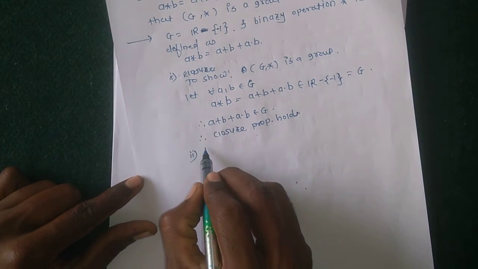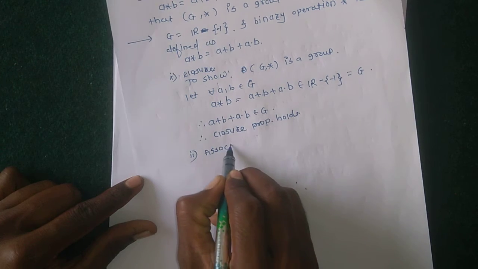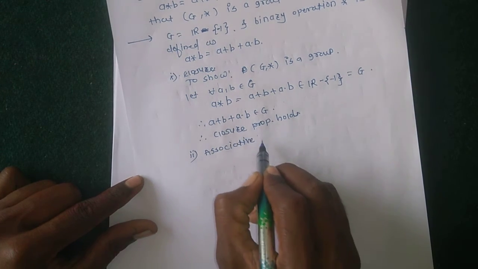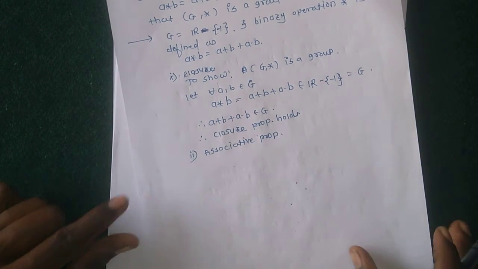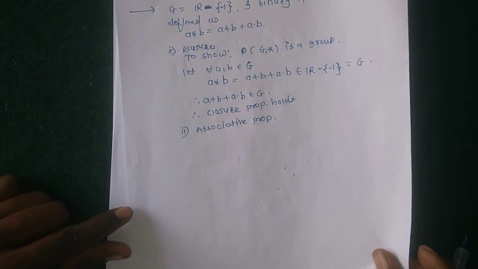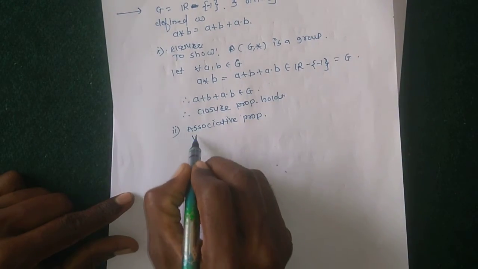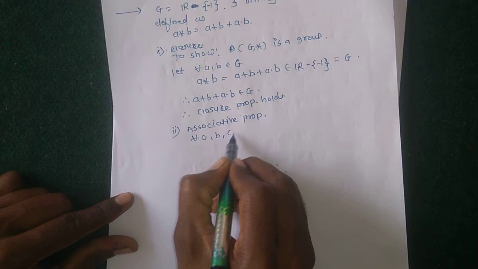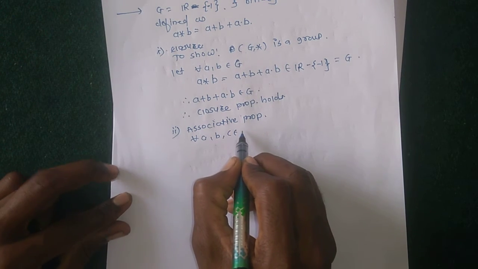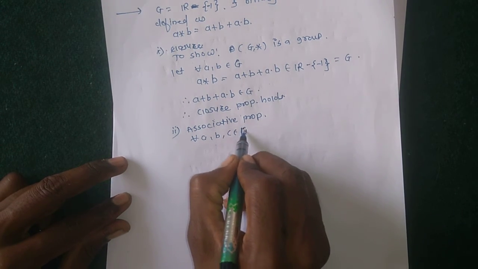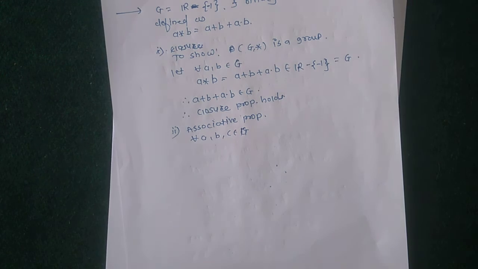Second property, associative property. Okay, associative property: for all A, B, C belongs to the set G, the set of real numbers except -1.